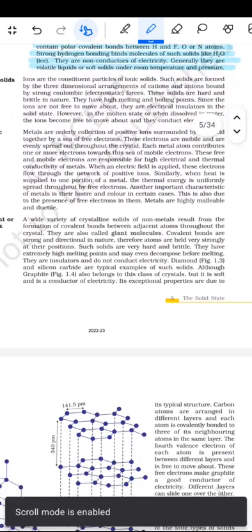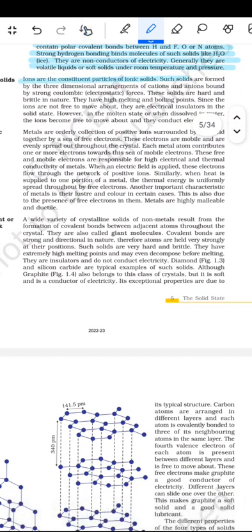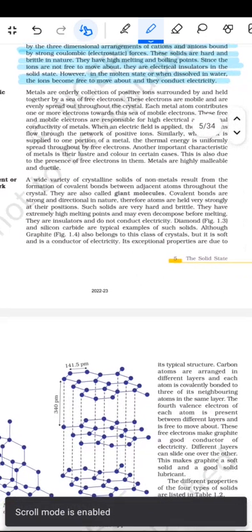Ionic solids की बात करें तो ions are the constituent particles of the ionic solids. Such solids are formed by the three-dimensional arrangement of the cations and anions bound by the strong Coulombic electrostatic forces. These solids are hard and brittle in nature. They have high melting and boiling point. Since the ions are not free to move about, they are electrical insulators in the solid state. However, in the molten state or when dissolved in water, the ions become free to move about and they conduct electricity.